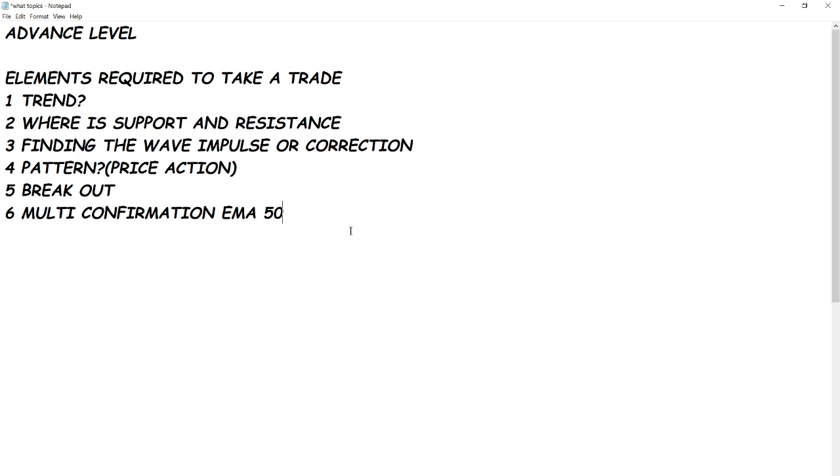Finding the wave, impulse and correction. This is something new. Those members who know a little bit of Elliott wave know what an impulse and correction are. Patterns, price action patterns. I've already explained that in my previous videos.